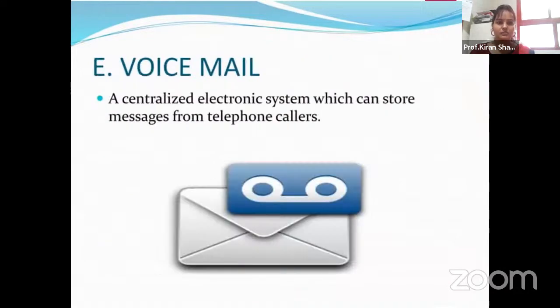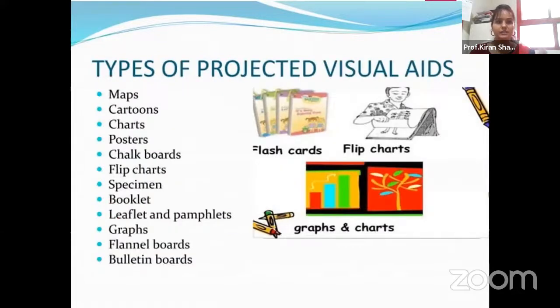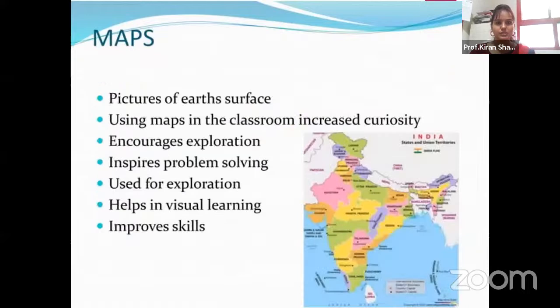So this is all about visual aids: projected and non-projected visual aids, which can be seen. Under the non-projective visual aids are maps, cartoons, charts, posters, chalkboards, field charts, specimen booklets, leaflets, pamphlets, graphs, panel boards, and bulletin boards. You can have pictures, maps, cartoons, charts.